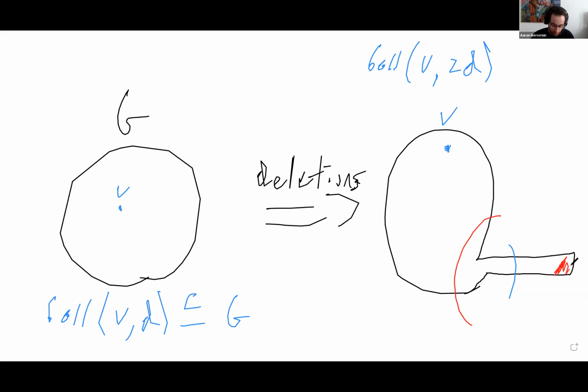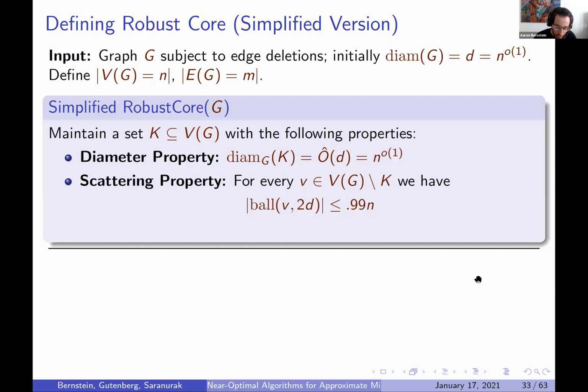All right, so going back to the slides. What I just said corresponds to the scattering property. So you want a set K that has low diameter, and you want it to have the scattering property, which says that basically, if I throw a vertex out of the graph, it's only because the ball around that vertex has lost access to some fraction of the graph. Okay, so this is the problem we want to solve.